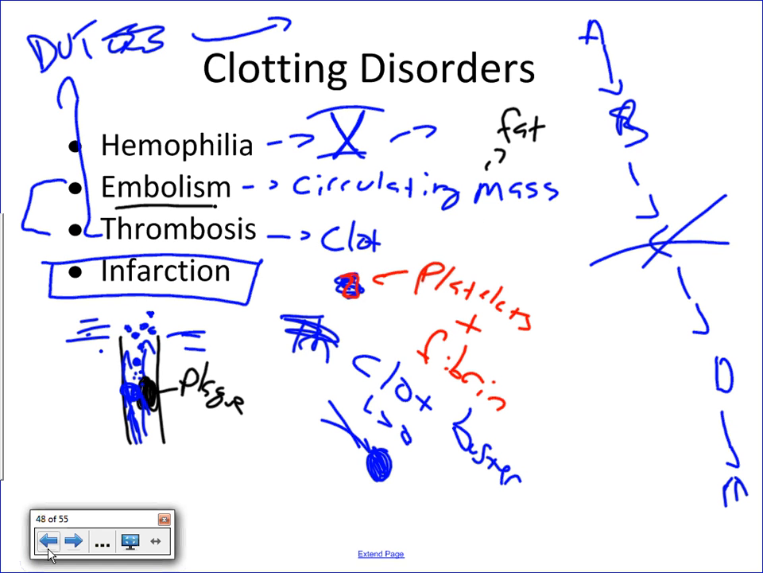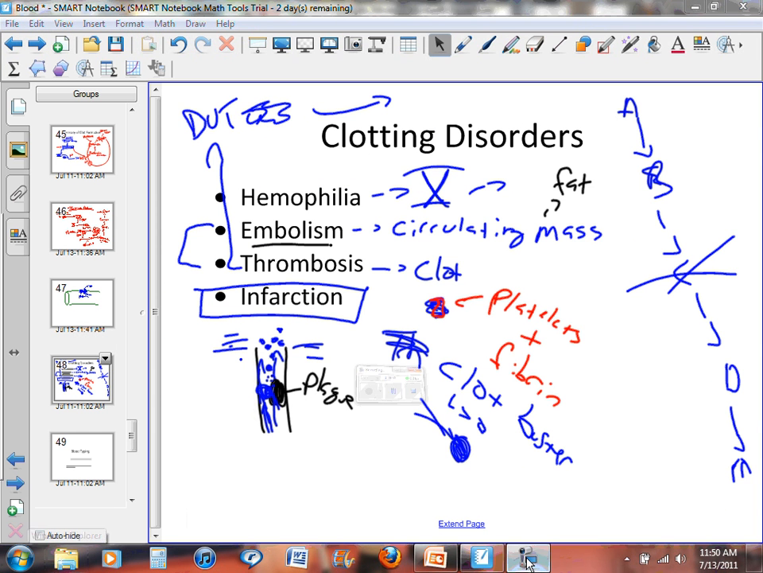The last topic is going to be blood typing. So covered.